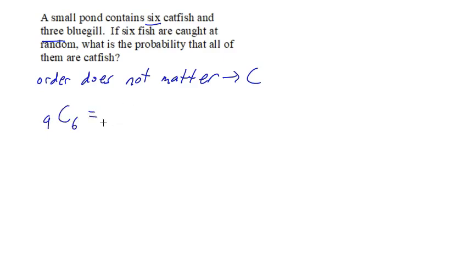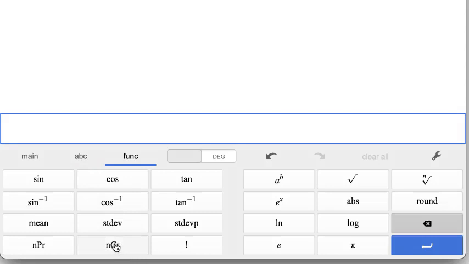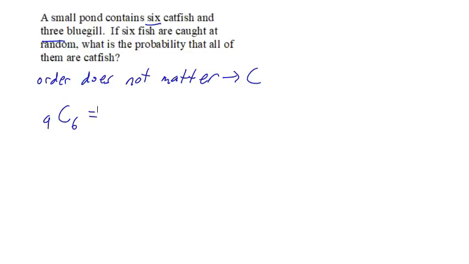Instead of doing it the short way by hand, let's go ahead and do 9 choose 6 with a calculator. On this calculator, once again, I start by clicking the combinations button. Then I do 9, 6, and we get 84. So there are 84 ways to choose six things out of 9 where order is not important.